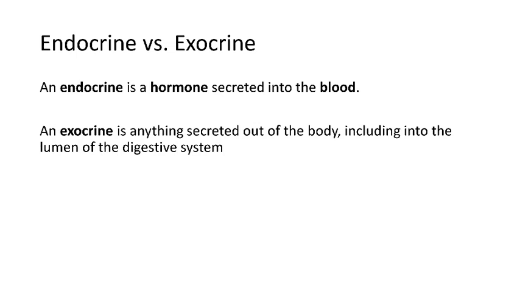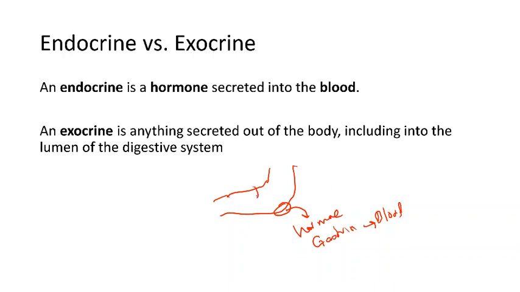So if I were to draw, say, the stomach, see if it will let me draw. Oh, please let me draw. Here's your stomach, right? And so these cells here on the stomach, they're going to secrete a hormone called gastrin into the blood. That's an endocrine. At the same time, other cells are going to secrete hydrogen ions and mucus, different cells for different products, into the lumen.